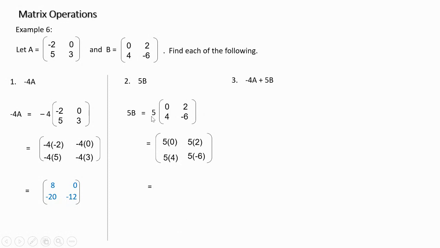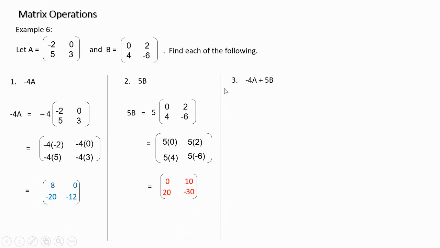You can go straight from 5 times 0 is 0. 5 times 2 is 10. 5 times 4 is 20. And 5 times negative 6 is negative 30. Okay? Now comes example 6.3.